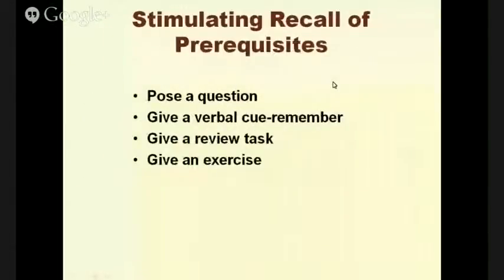The third event of instruction is stimulating recall of prerequisites. हम क्या करते हैं? When we go to the class, we assume that students have learned this topic in +2, or students have learned this topic in first year or second year. And many a times we do not even pose a question to our students with respect to that prerequisite knowledge. Assume kar lete hain. And many a times the students have lack of that knowledge, or they have certain misconceptions about those concepts, principles and theories.